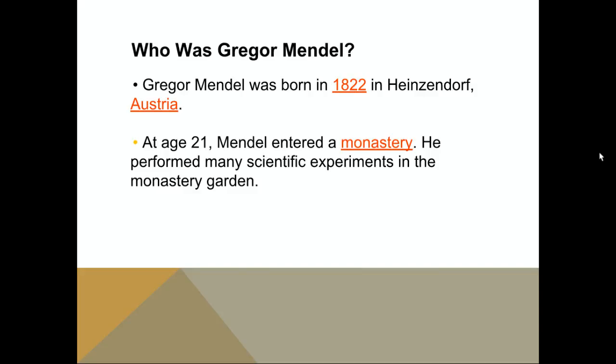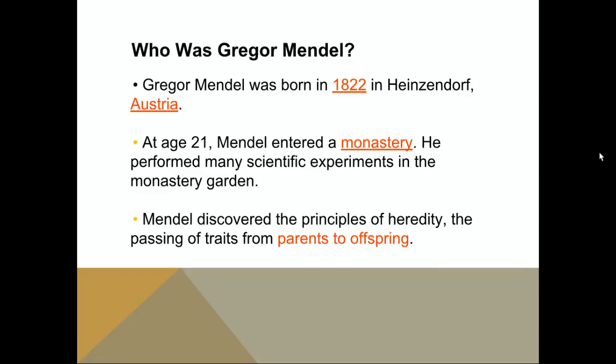So, as a priest or monk, he had to have some kind of service at the monastery, and he decided, in his quiet time, that he was going to perform these experiments. And he was actually one of the first ones that was really good about using the scientific method. Mendel discovered the principles of heredity, which is the passing of traits from parents to offspring, and we will be talking a lot about that passing of traits from parents to offspring.